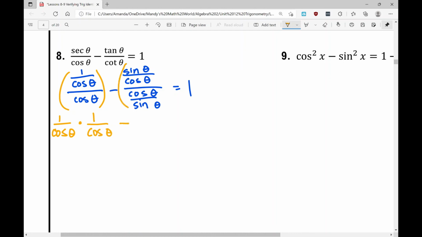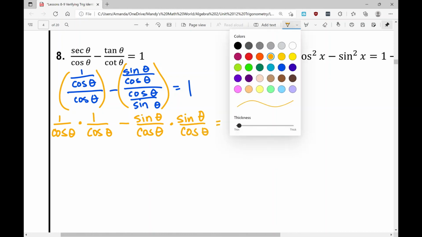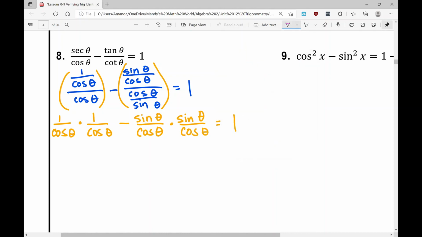Minus, let's do the second one over here. That's sine theta over cosine theta. We're going to multiply by the reciprocal. So instead of cosine over sine, we're going to multiply by sine theta over cosine theta. And what we're saying is it's equal to 1, and we need to prove it.